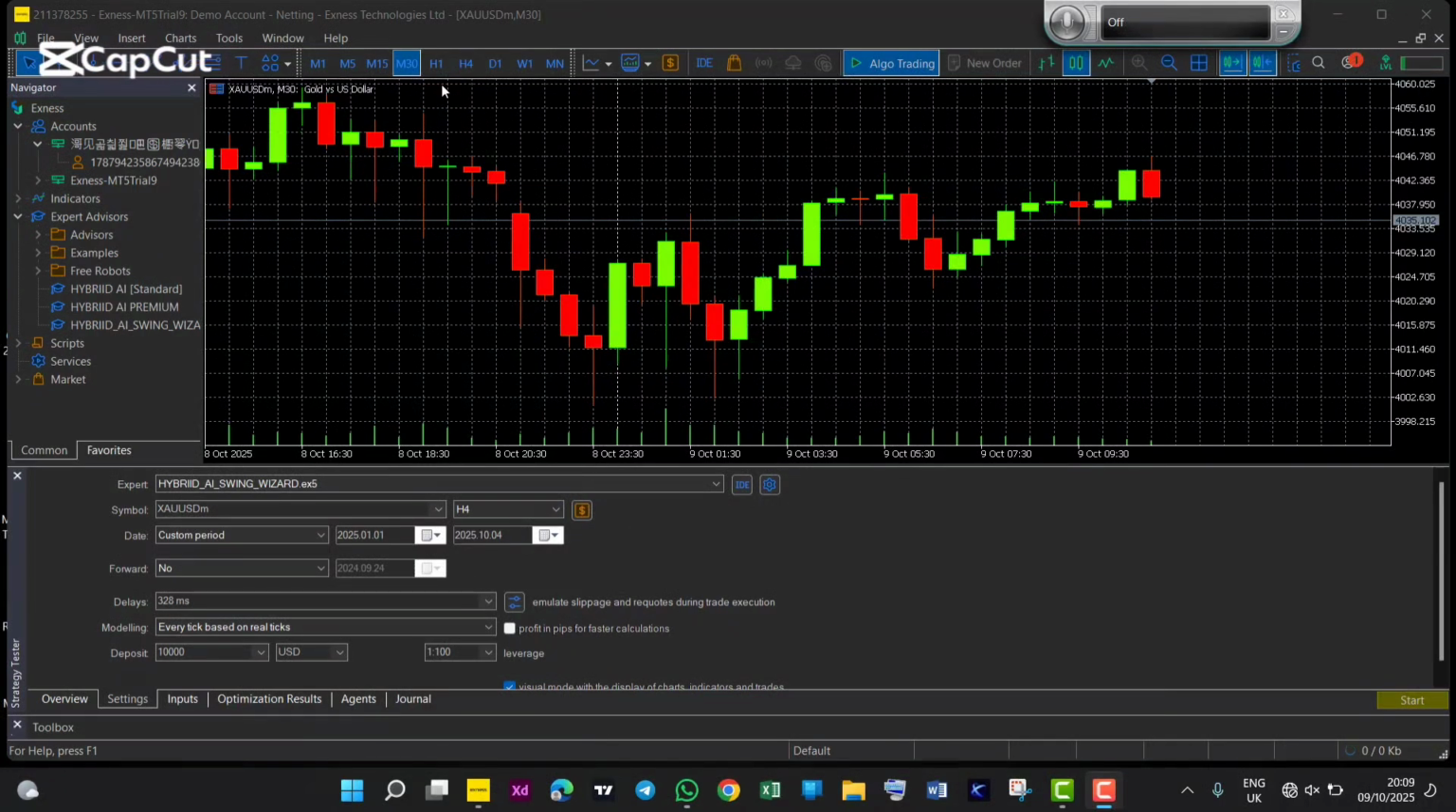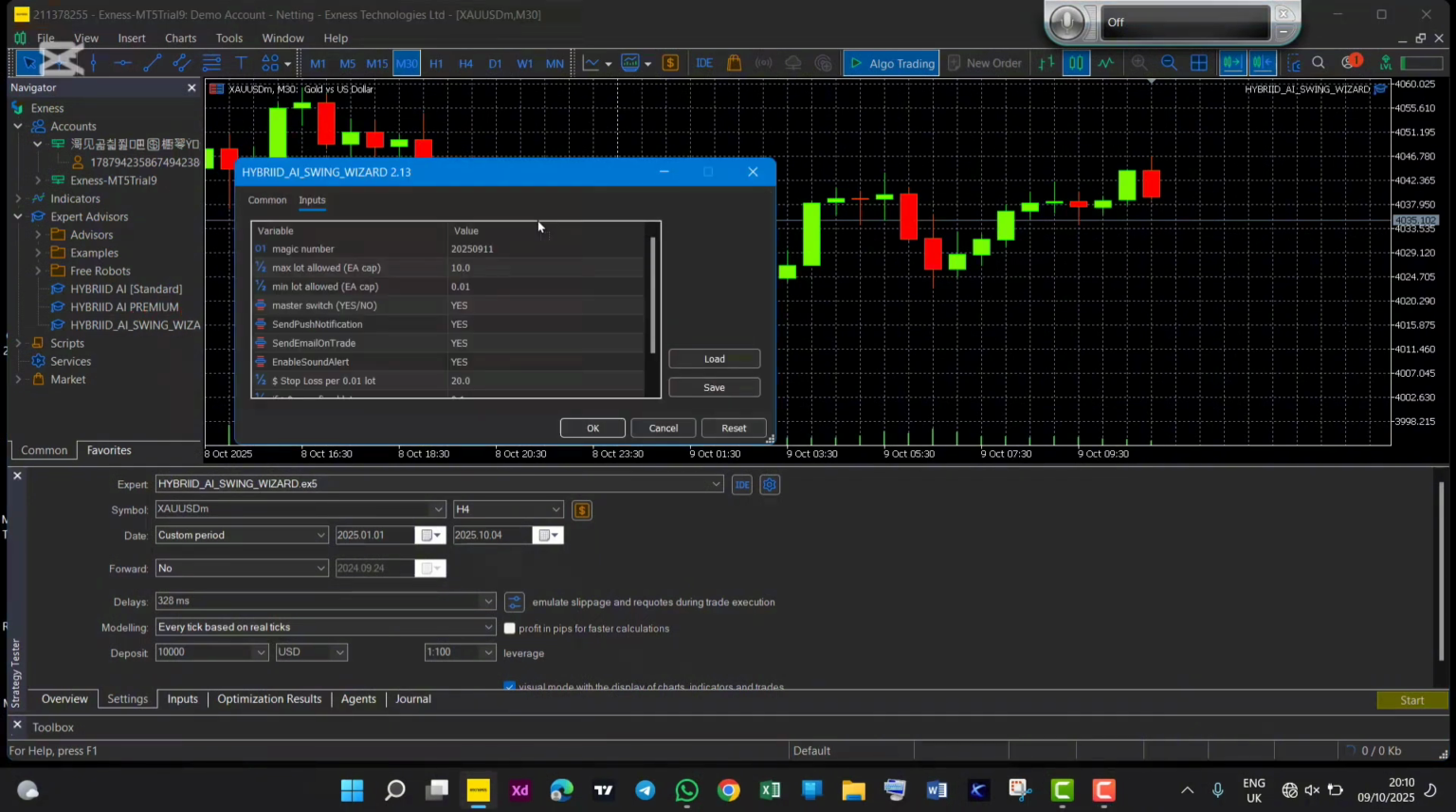Hello guys, so let's run a backtesting of Hybrid AI Swing Wizard. First of all, you come to the expert advisor and launch the robot. This is the production ready robot. So we set our input. Okay, the maximum lot size is 10.